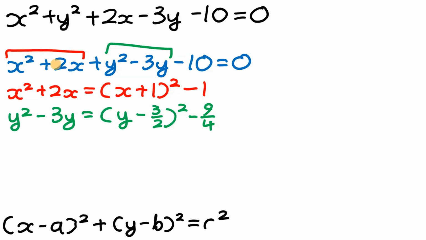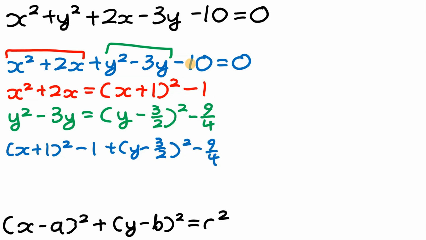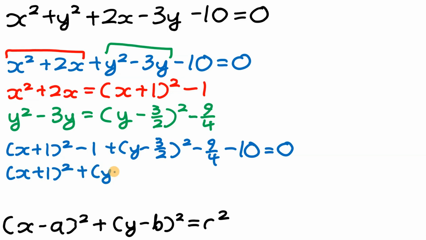So we can rewrite this equation here, instead of x squared plus 2x, we can write it as x plus 1 squared minus 1, and then instead of the y squared minus 3y here, we can write it as y minus 3 over 2 squared minus 9 over 4 like this here. Remember, we still have this minus 10 on the end here, and this is equal to 0. So we can rewrite this. So let's write this as x plus 1 squared, and then let's write this plus y minus 3 over 2 squared like this here. We have minus 1 minus 9 over 4 minus 10.